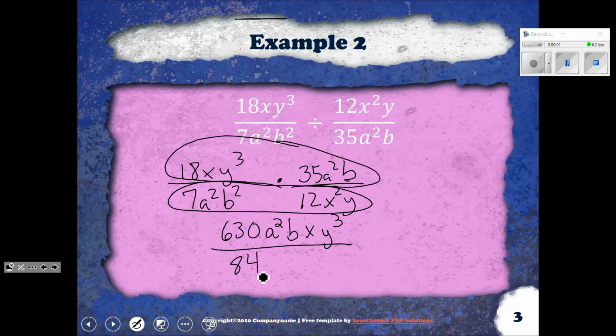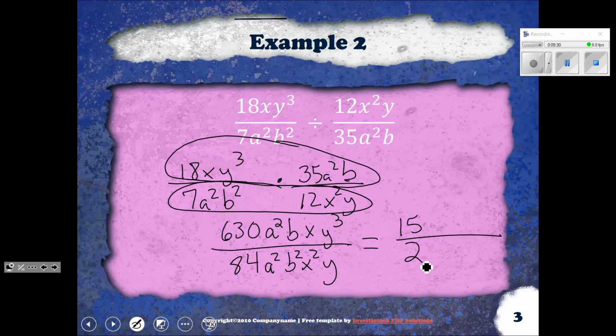Then what will I have? A squared. B squared. Say that again. X squared and y. Okay? And let's simplify then. You can use your calculator. You can do 630 divided by 84. Math, enter, enter. I hear 15 over 2. Okay, how about my a squareds?